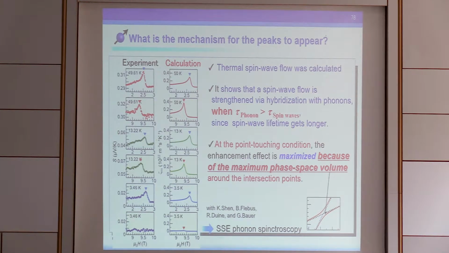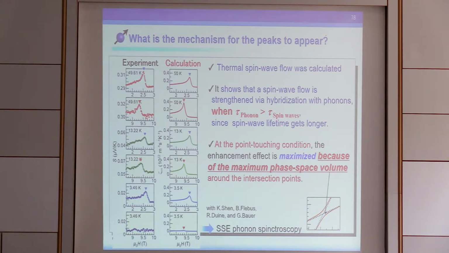So this is a comparison with the theoretical calculation done by Kikkawa, Benedetta, Lambert, and Garrett. In this calculation, the spin wave flow was calculated based on the Boltzmann framework. It shows that the spin wave flow is strengthened via hybridization with phonons when the phonon lifetime is greater than the lifetime of spin waves. When this condition is satisfied, the spin wave lifetime gets longer via the hybridization with phonons, because the phonon has a much longer lifetime.